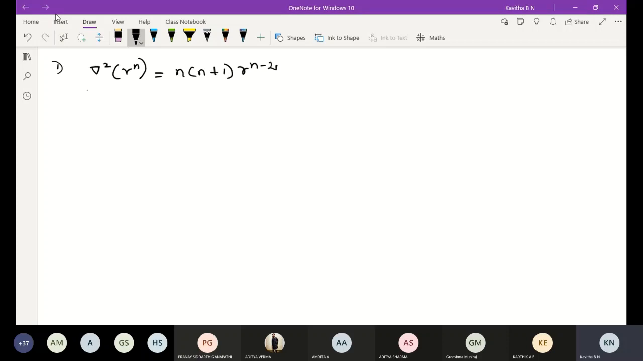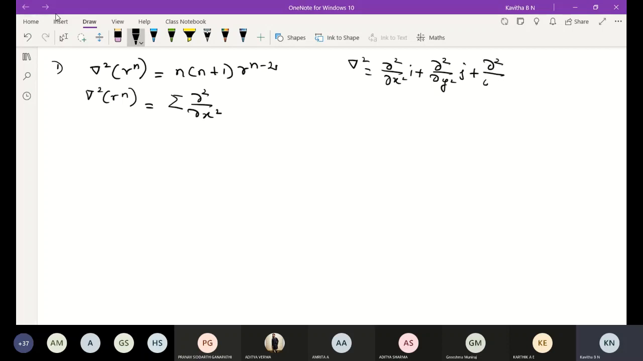Then nabla square r to the power of n, we are writing summation of del square by del x square. We can write, no. What is nabla square? Nabla square is nothing but del square by del x square i plus del square by del y square j plus del square by del z square k. Okay. Then in this one we have to write in short form summation of del square by del x square.